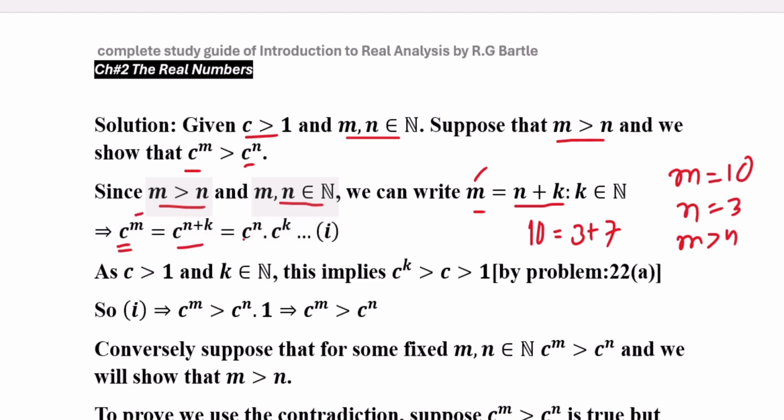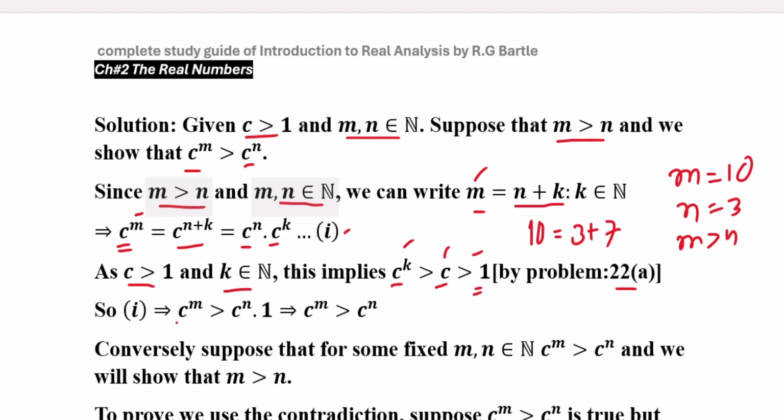By using the law of exponents, I can write it as c raised to power n into c raised to power k. This is my equation number 1. As c is greater than 1 and k is a positive integer, this implies that c raised to power k is always greater than c, and c is greater than 1, it is given. This is done by problem 22a. In problem number 22a, we have proved that if c is greater than 1 and k is any positive integer, then always c raised to power k is greater than c, and c is greater than 1, it is given.